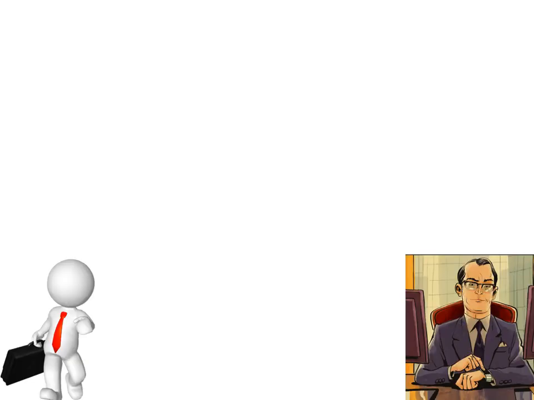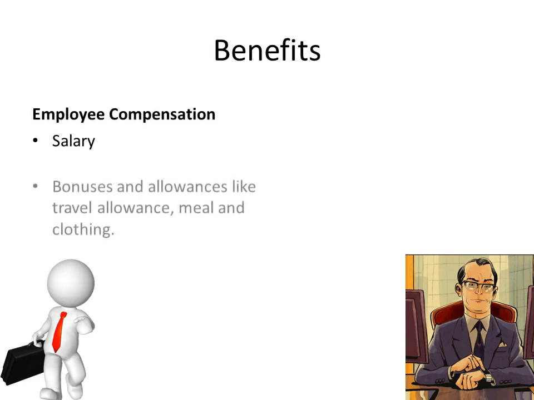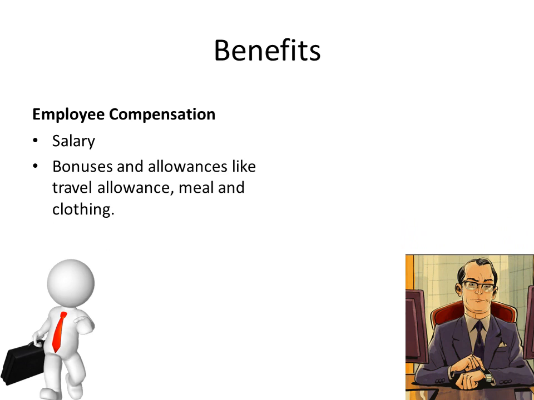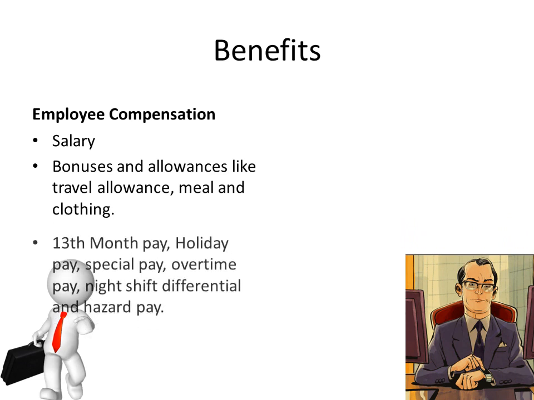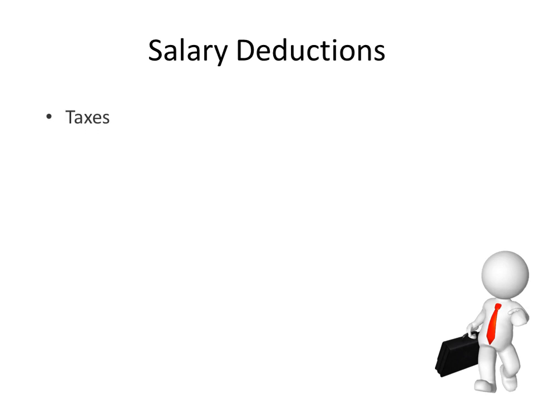Okay? So let's proceed. What are the benefits of the employee? Usually employee compensation consists of salary, bonuses and allowances, such as travel allowance, meal and clothing, 13th-month pay, holiday pay, special pay, overtime, night differential, and hazard pay. Here in the Philippines, normally these are regulated by our DOLE. For the employer, the benefit is the profit from their businesses.